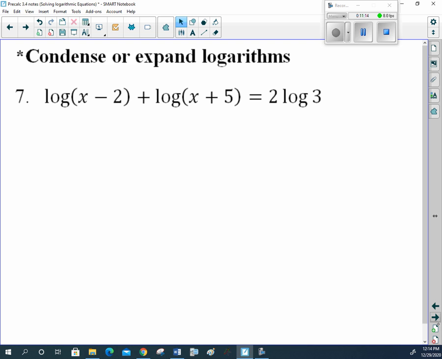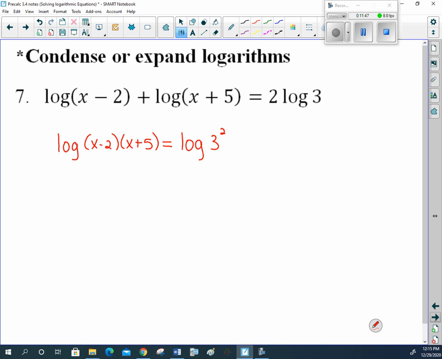If you have multiple logarithms, the goal would be to get them to a single logarithm if you could, or to the same logarithm on both sides. On this one, I have 3 logarithms, so I'll condense the 2 on the left. Since they're being added together, that's going to be the log of x minus 2 times x plus 5 equals, and then on the right, I've got 2 log of 3. I'm going to take that 2 and put it back as a power, so I'm going to have log of 3 squared.